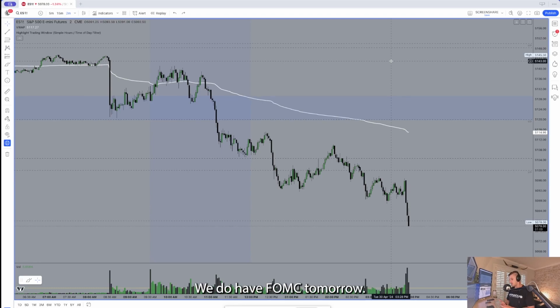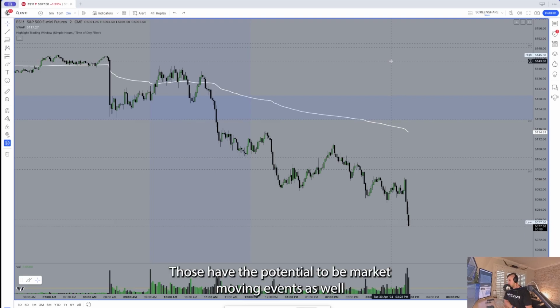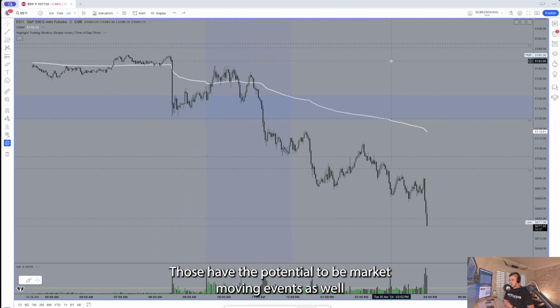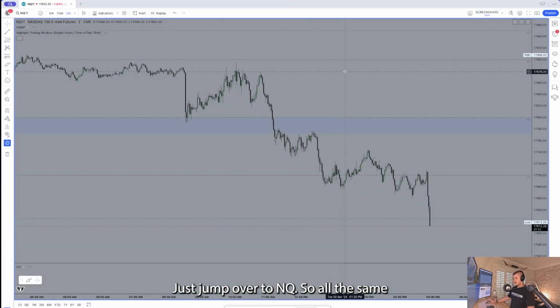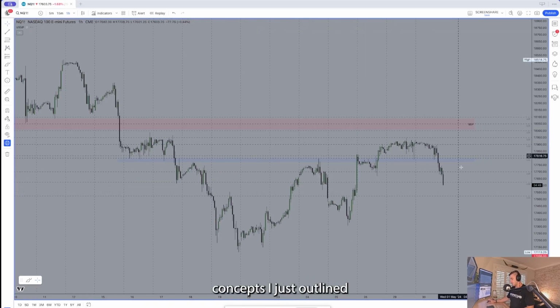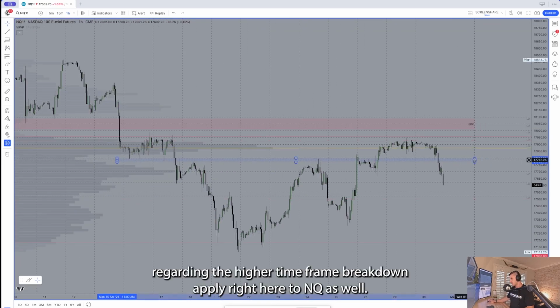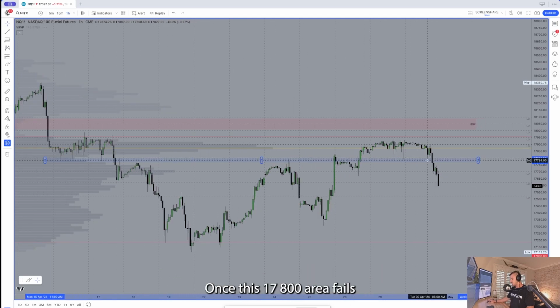We do have FOMC tomorrow. So as always, that is a volatility event. That is a market moving event. We do also have Amazon earnings and AMD earnings after the close today. Those have the potential to be market moving events as well. ES back in the prior range. Let's jump over to NQ. So all the same concepts I just outlined regarding the higher time frame breakdown apply right here to NQ as well once this 17,800 area fails.